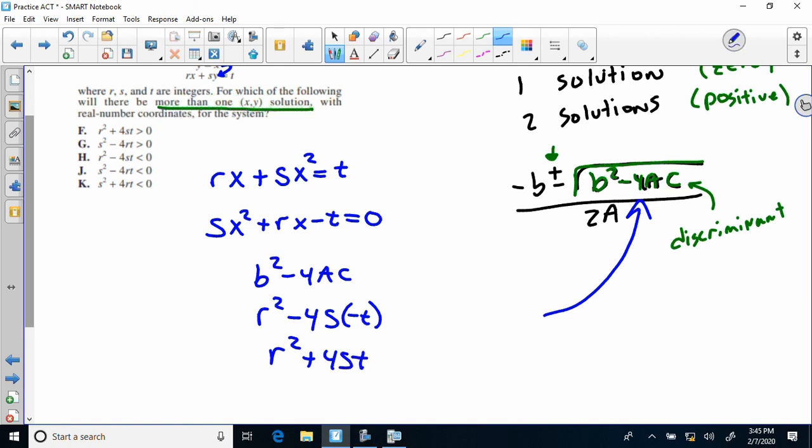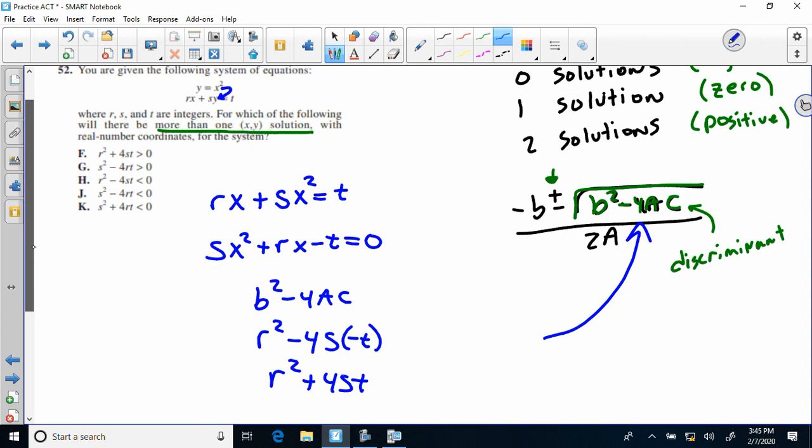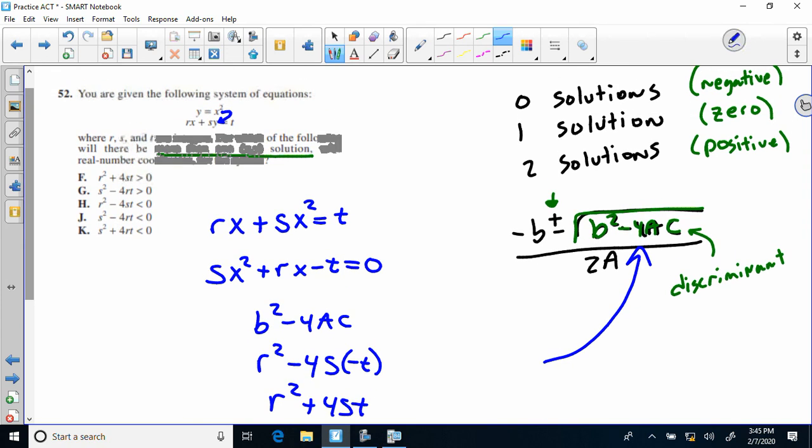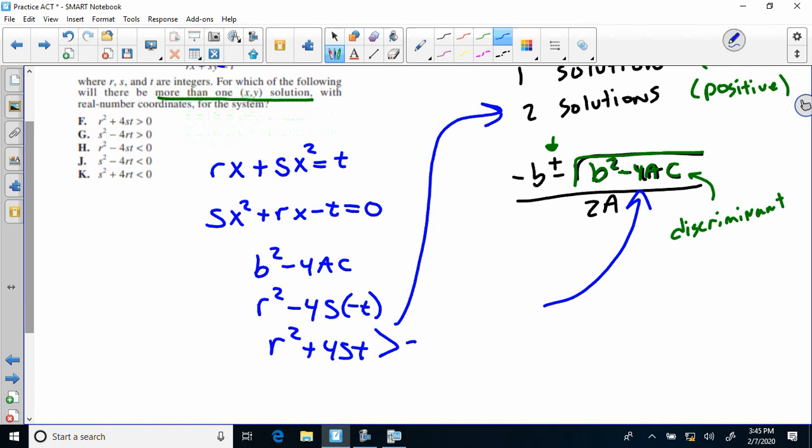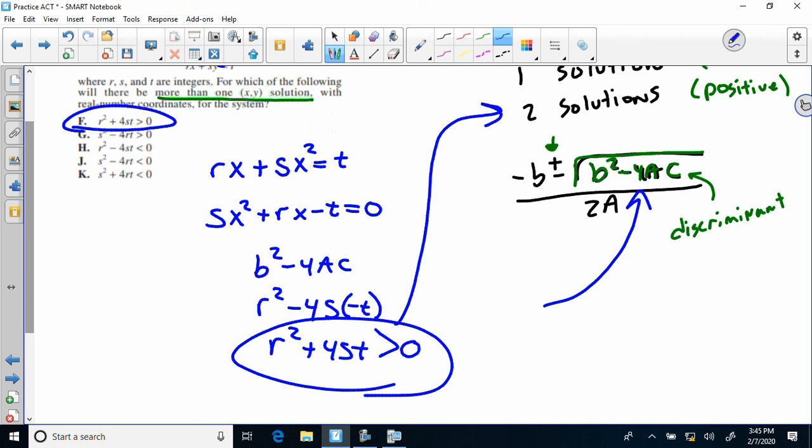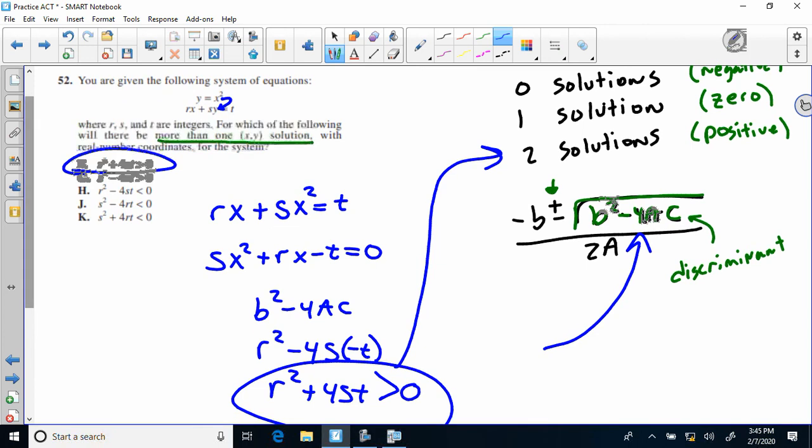That's my discriminant. If I want more than 1 solution, which means I want 2 solutions, I look over here. If I want 2 solutions, it must be positive. All positive numbers are bigger than 0. That's what we're looking for. R squared plus 4st is greater than 0, because it has to be positive to give me 2 solutions. If they asked me to have no solutions, I would have had this being less than 0, because then it would be negative, and a negative is no solutions.